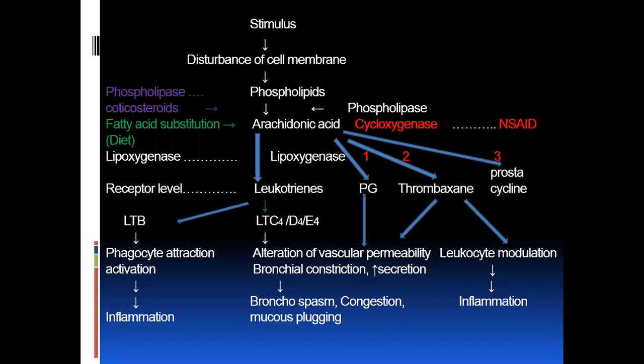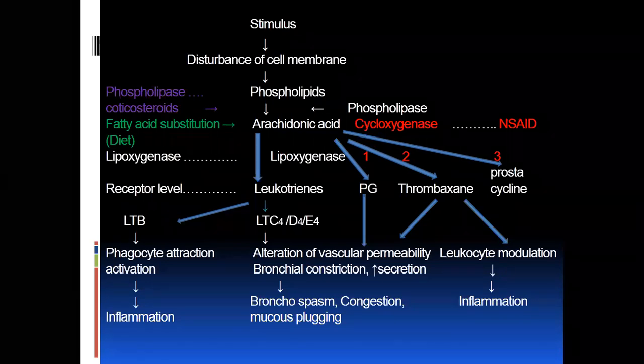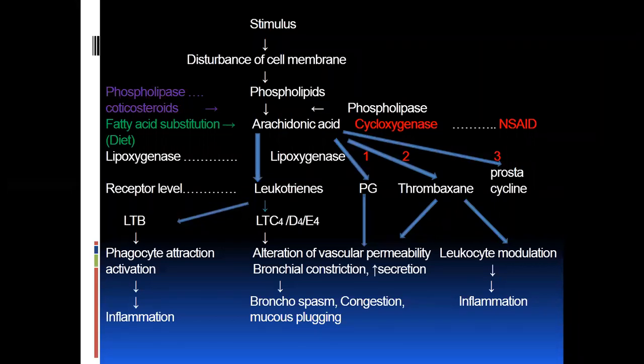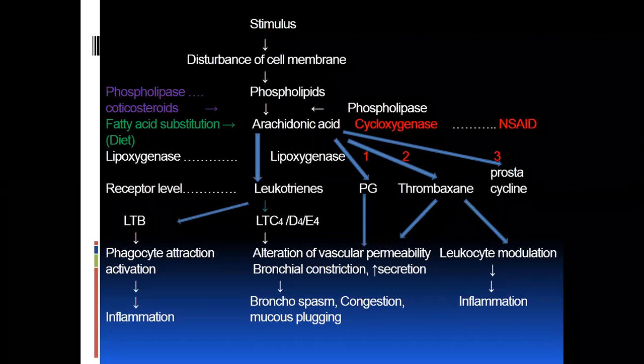Now, arachidonic acid is converted in various ways via various enzymes. For example, when cyclooxygenase acts on arachidonic acid, it will be converted into prostaglandin, thromboxane, and prostacyclin, the three products. While via the lipoxygenase pathway, arachidonic acid will be converted into leukotrienes LTC4, D4, E4, and LTB4.